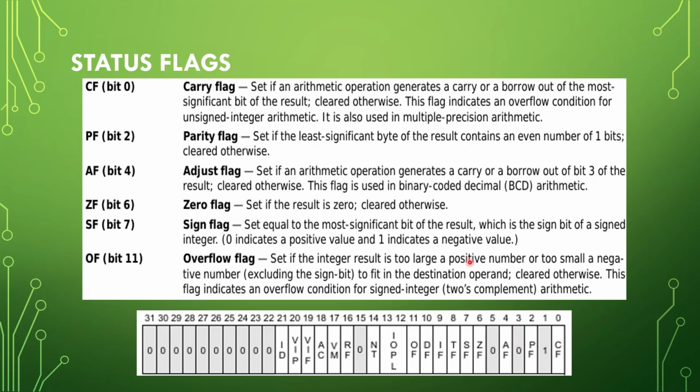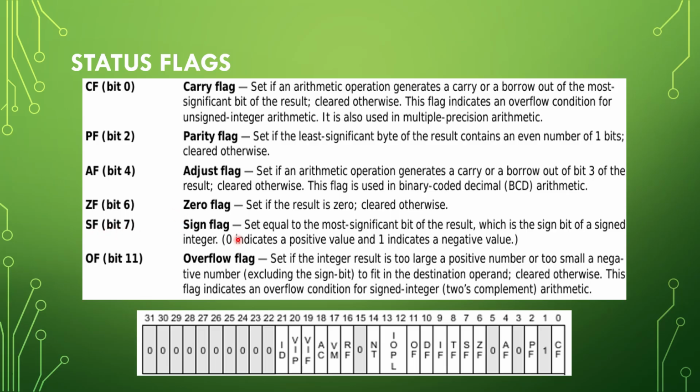Then comes the AF flag, the adjust flag. It is set to 1 if an arithmetic operation generates a carry or borrow out of bit 3 of the result; otherwise it is 0. That mainly occurs in the case of BCD arithmetic, which you studied in digital electronics. Then comes the zero flag. Whenever we get a result of 0 during an arithmetic operation, the zero flag is set; otherwise it is 0.